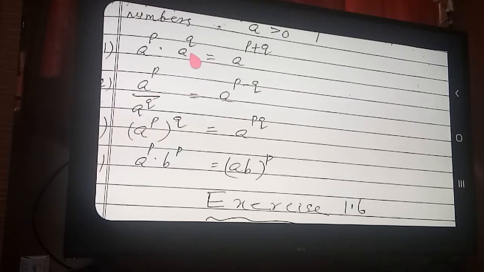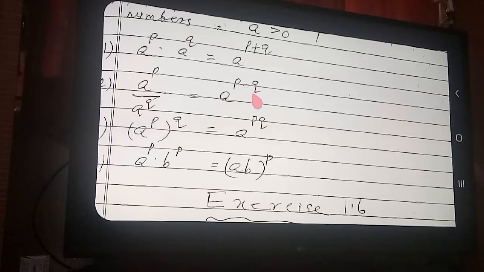That type of forms we are calling rational numbers in this case. So a raised to p divided by a raised to q is equal to a raised to p minus q. Here also it is compulsory, the base should be same. Then only we can apply both these formulas. That is very clear.